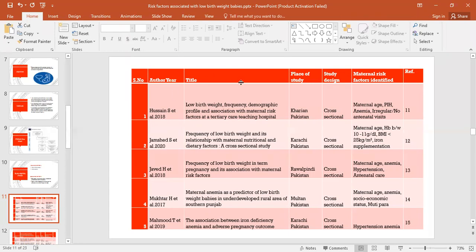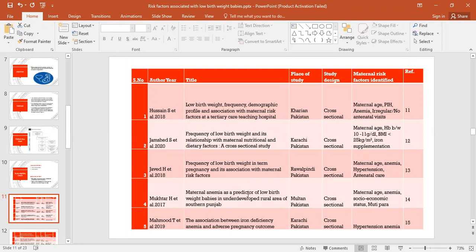So these are all the titles of my studies, and these are from different cities like Karachi, Rawalpindi. Frequency of low birth weight babies in term pregnancy and its association with maternal risk factors. This study was conducted in Rawalpindi, and the risk factors that are identified are maternal age, anemia, hypertension, or antenatal care.